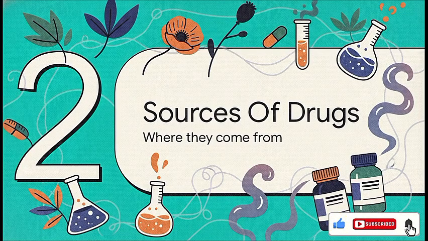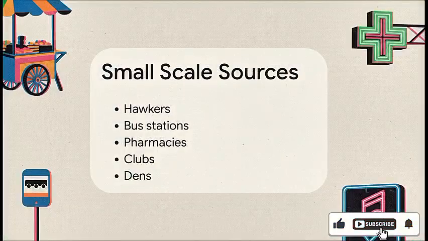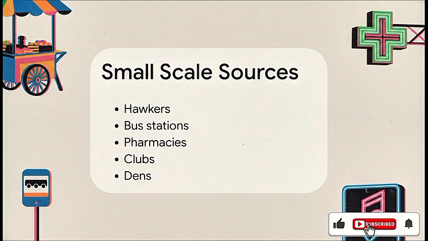Let's look at where these are actually coming from. First up, we've got the small-scale sources. We're talking about hawkers selling right on the side of the road, bustling bus stations, pharmaceutical stores that bend the rules, beer parlors, clubhouses, and criminal dens. You know, these sources are especially dangerous because they just blend right into our daily lives. They make drugs incredibly easy to access right in our own neighborhoods, and they often target young people who are just going about their normal day. It basically brings the danger right to our doorstep.